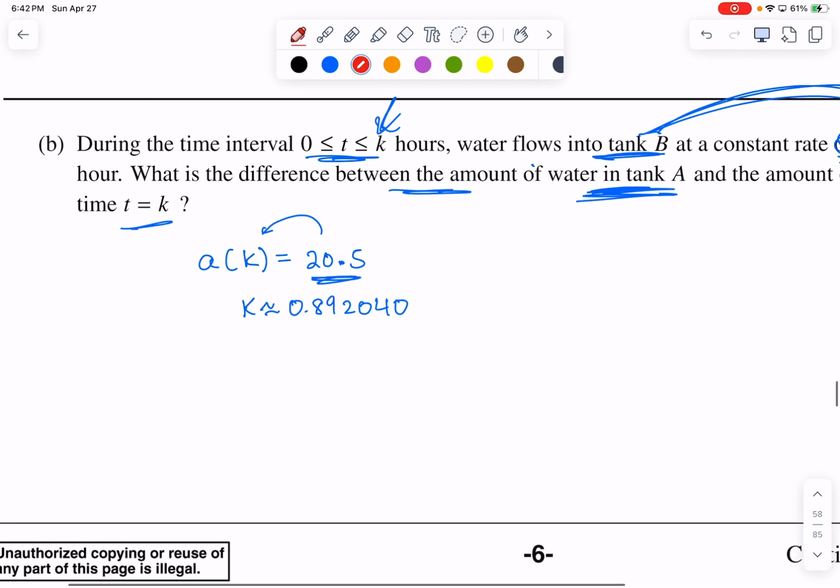Are you ready? So far you've gotten 1 point for finding the point, 0.892040. You got 1 point for finding that. I need to zoom in on this. Okay, now I'm going to do the integral from 0 to K. You don't have to copy that decimal down again. We labeled it K, so you can just put a K here. Save yourself time. Okay, which one was greater, the 20.5 or the A of T?